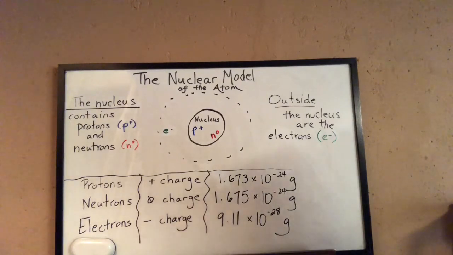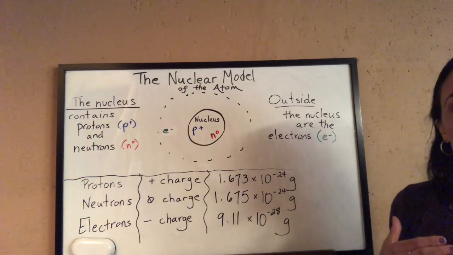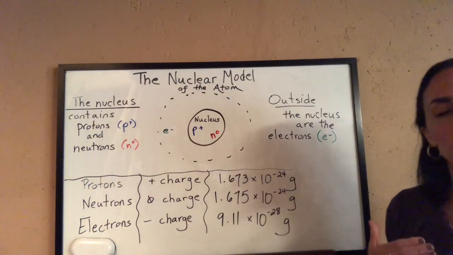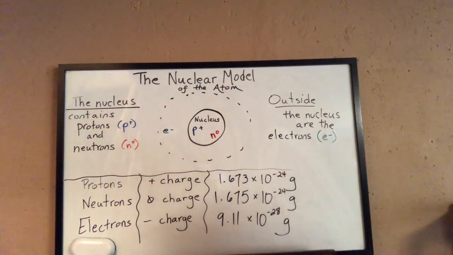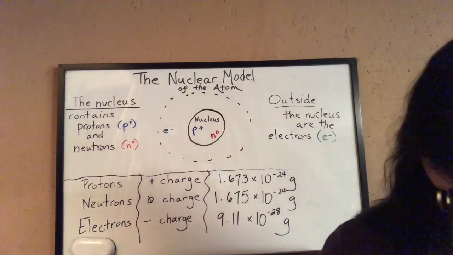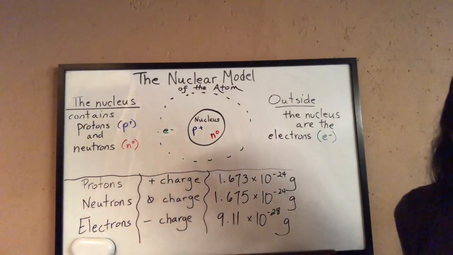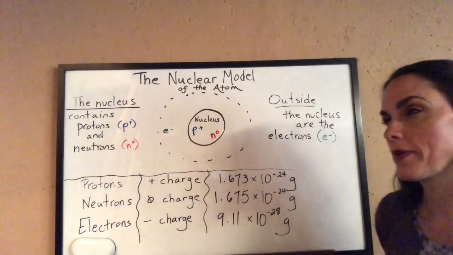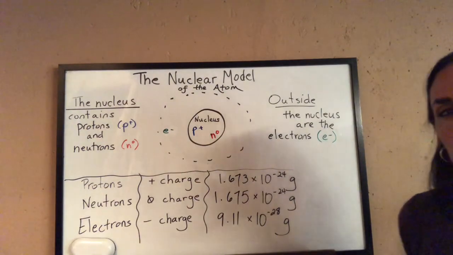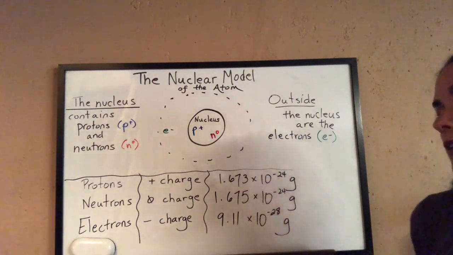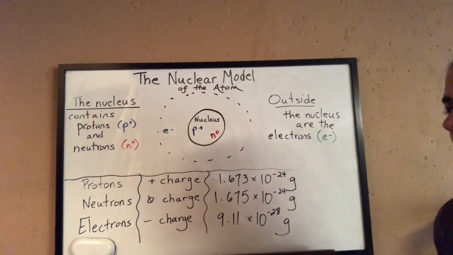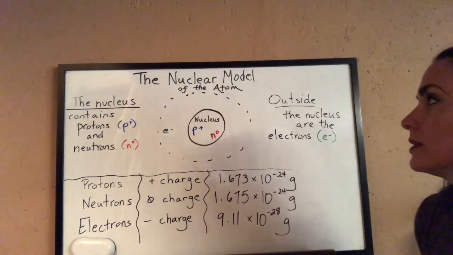Collectively, these subatomic particles make up the atom, and then the atoms make up elements. In the next video, we're going to talk a little bit more about the periodic table and the information that we can get from it. We can get a fair amount of information from the periodic table as it relates to atomic structure.